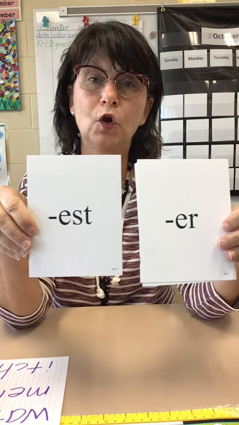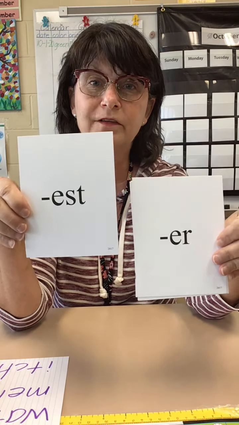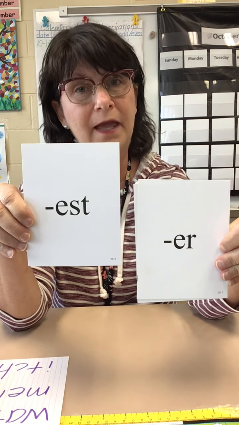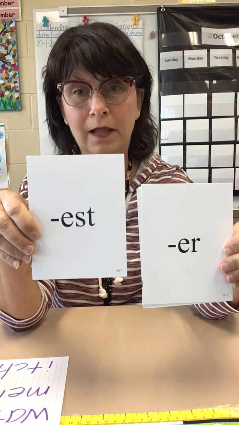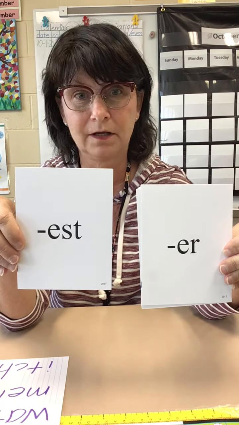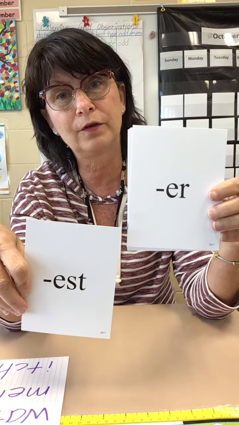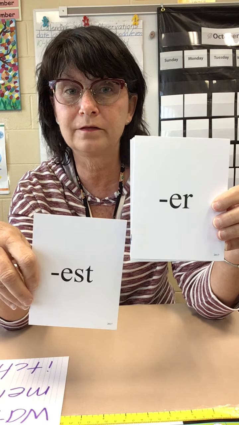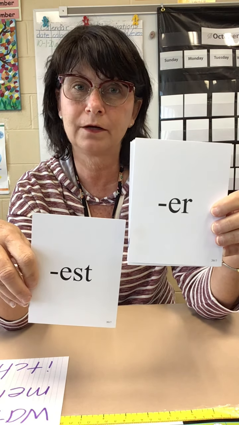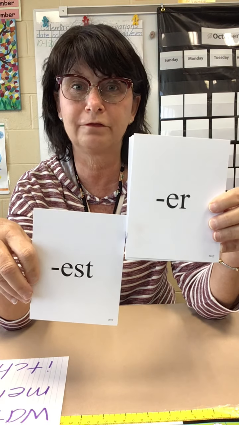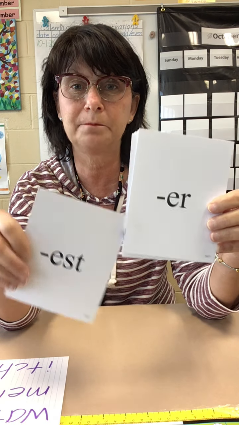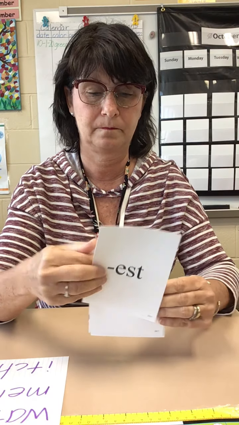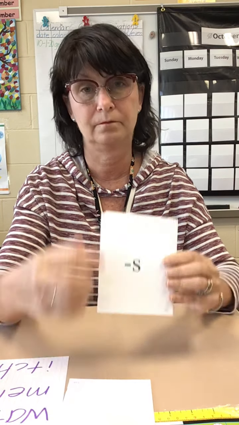Remember est and er. Est is when you're comparing more than two things. It's the biggest. It's the smallest of all of the things. You use er at the end of a word when it's comparing two things. Which one is bigger? Which one is smaller of these two things? All right, est and er. S.